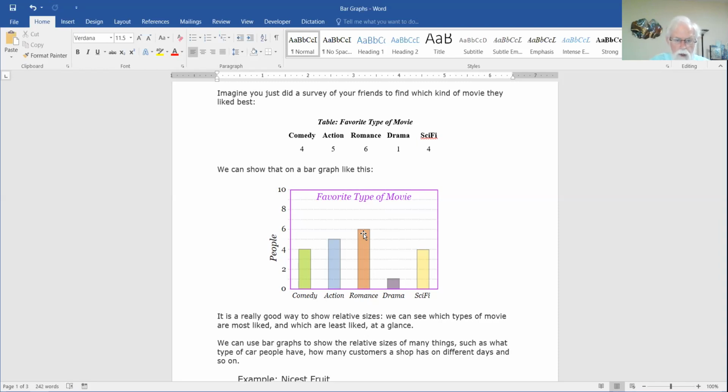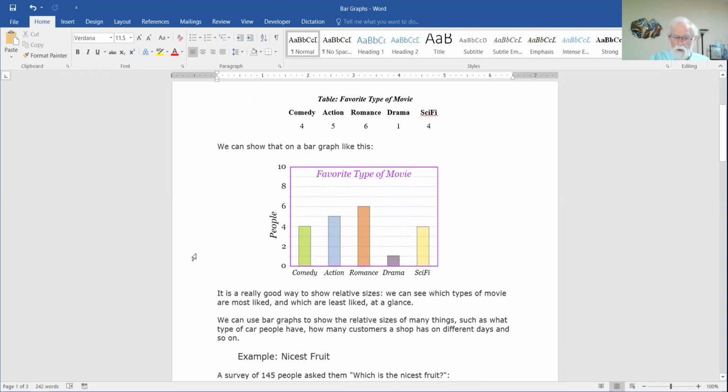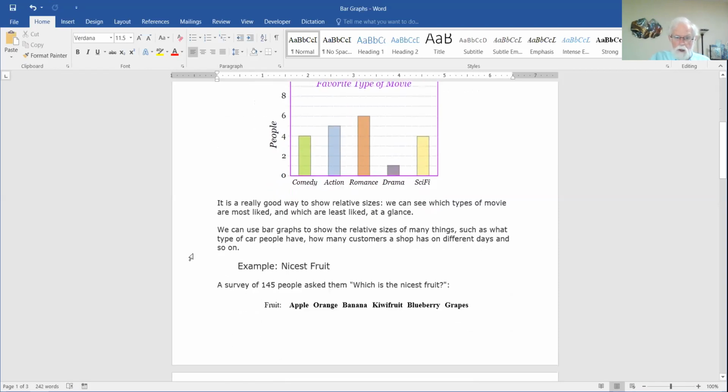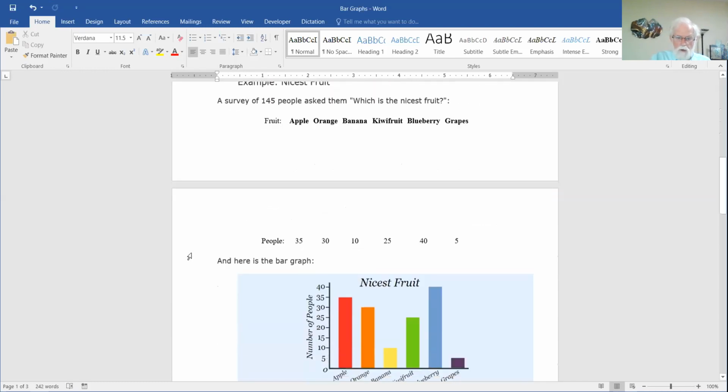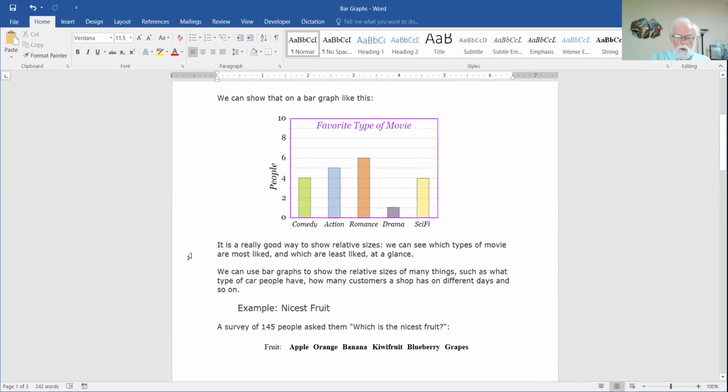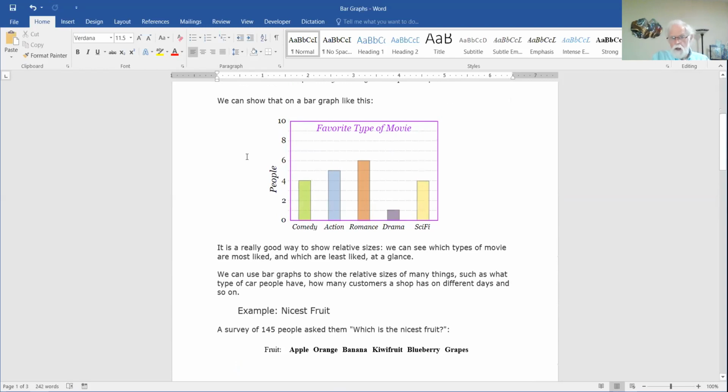So this gives us a very quick glance. We can see this immediately. No one has to explain to you which one has had the greatest number of responses. We can show in other ways as well. Note also that this was done in different colors.